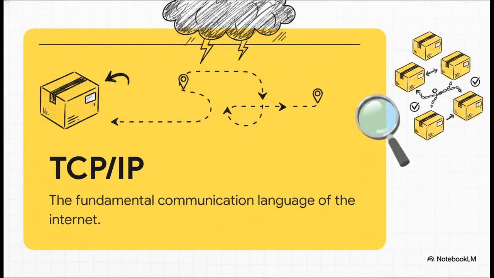Well, that's TCP/IP. It stands for Transmission Control Protocol and Internet Protocol. Now, the easiest way to think about this is to break it down. Think of the IP part as the addressing system. It's the thing that decides exactly where your package needs to go. TCP, on the other hand, well, that's your tracking and guaranteed delivery system. It makes sure your package arrives completely intact, in the exact right order, and with zero missing pieces. Together, they basically form the fundamental communication language of the entire Internet.